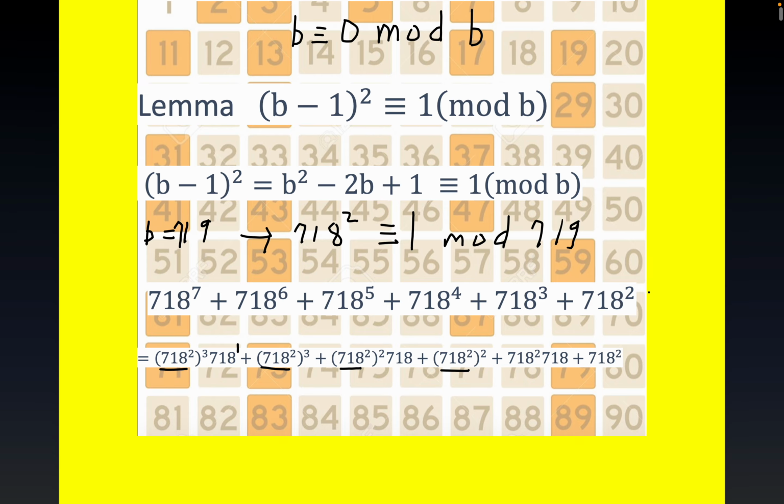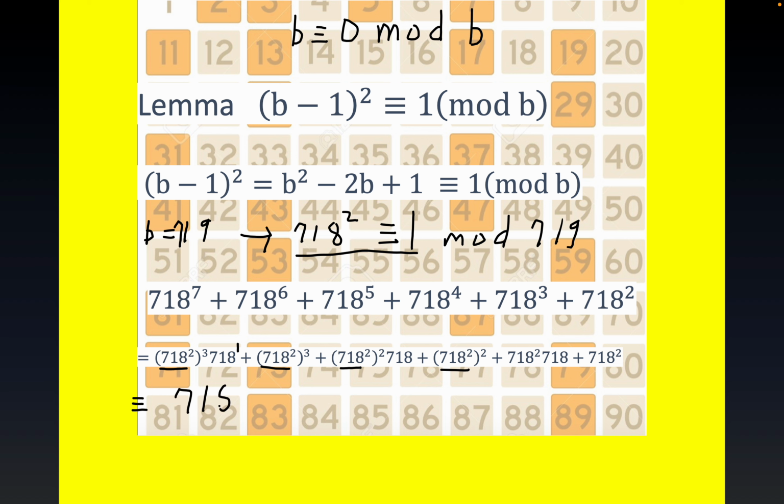Now watch this. Again, 718 squared is congruent to 1 mod 719. We don't have to know how to expand 718 squared. All that's important to us right here is that it's the same thing as 1 modulo 719. So what we're left with here would be congruent to 718. See, folks, 718 is all that's left standing, because 718 squared is 1. And right here, this is just plus 1.